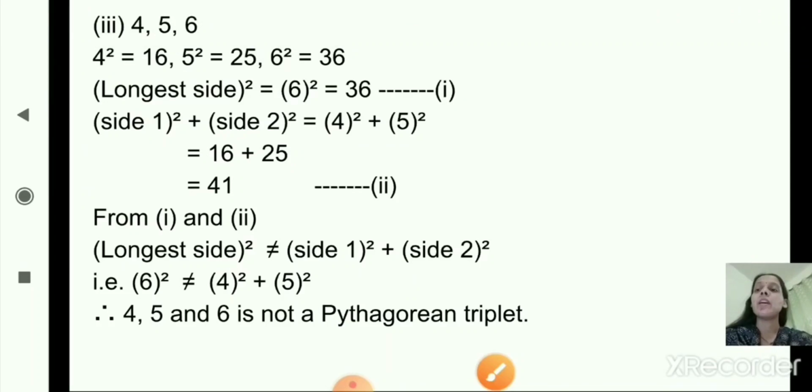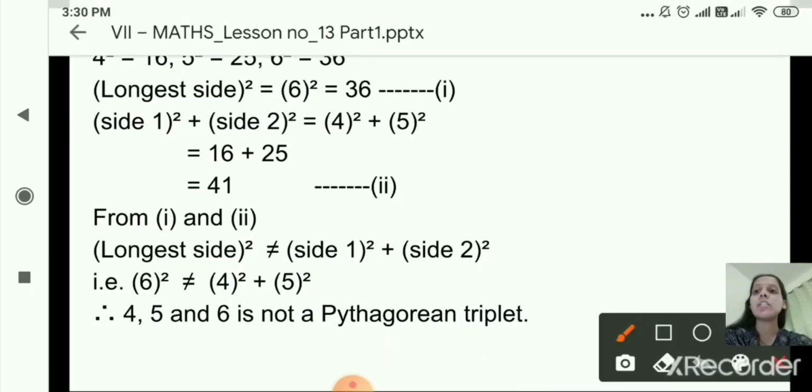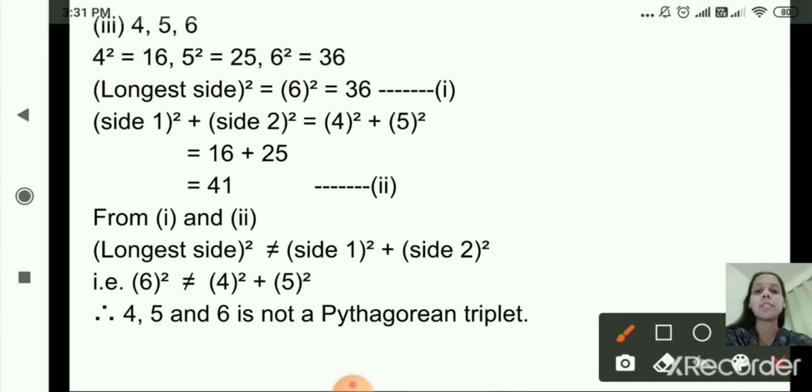Okay, now this is the third sum. The second sum is for homework. Now see here, the set of numbers given is 4, 5, 6. Again, what is the first step? We'll write down the squares of each number.